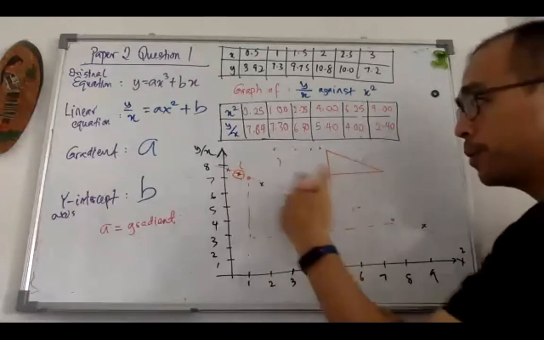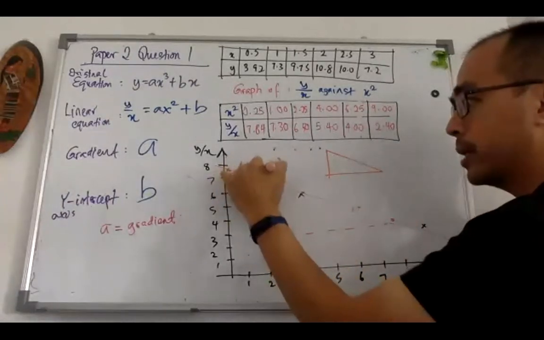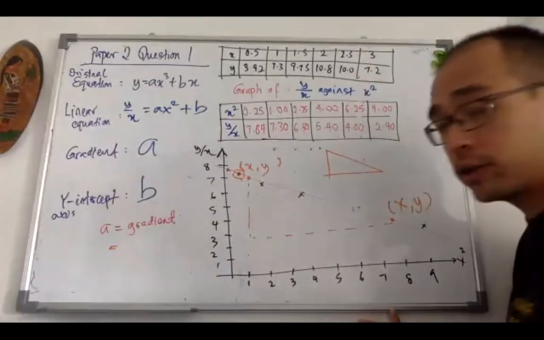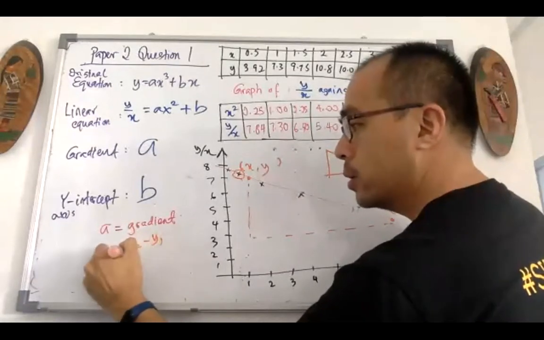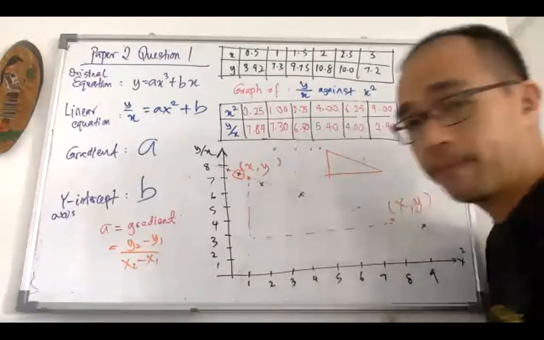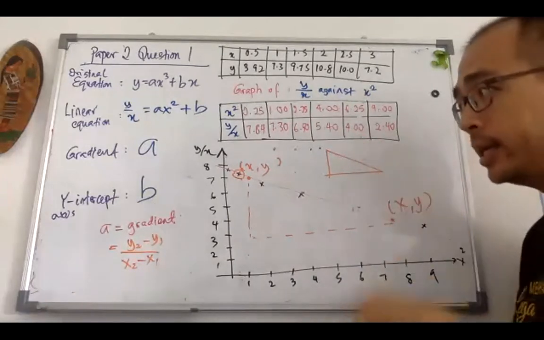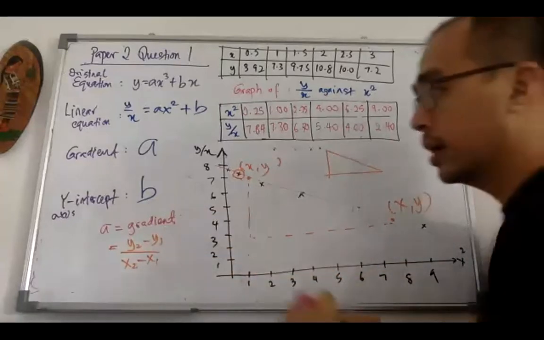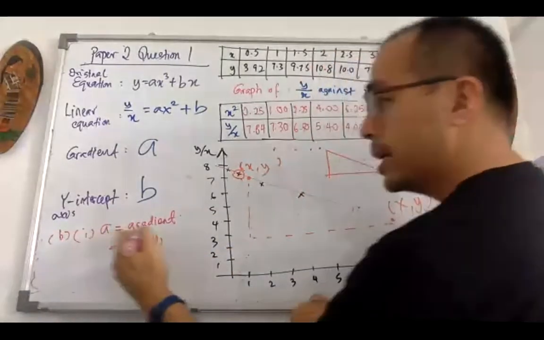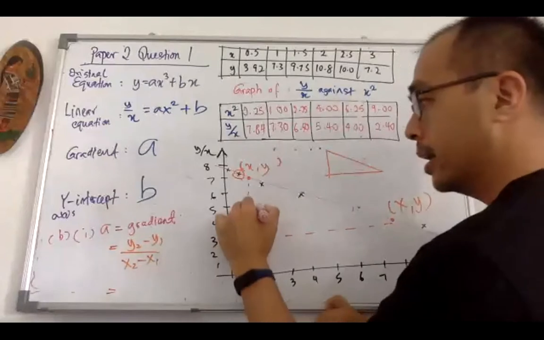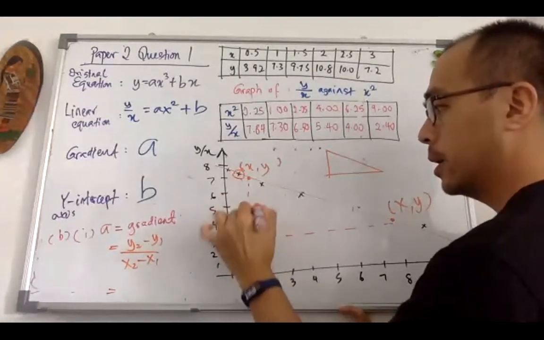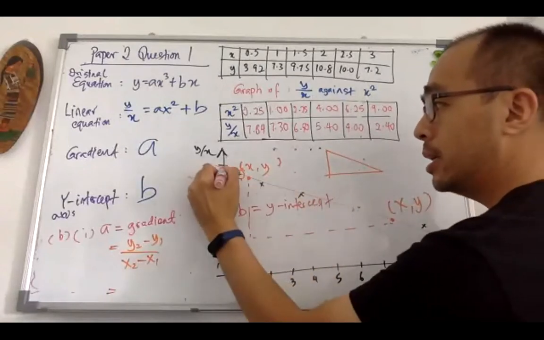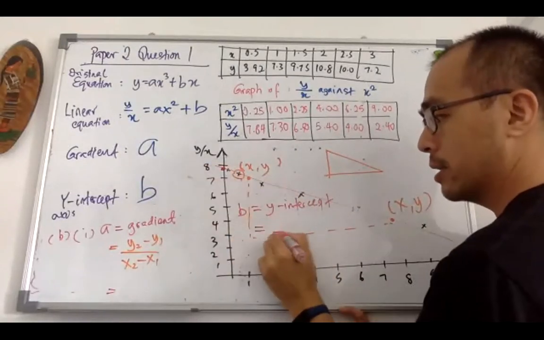Once you choose the 2 points, nyatakan dia punya x and y coordinates, and then calculate the gradient. How to calculate the gradient? y2 minus y1 over x2 minus x1. Secondly, the y-intercept. The y-intercept you just read directly. So if this is B1, A is the gradient, and then you get the final answer. Then B is the y-intercept. For the y-intercept, kau panjangkan garis ini. This point over here, read for me. How much is the value?